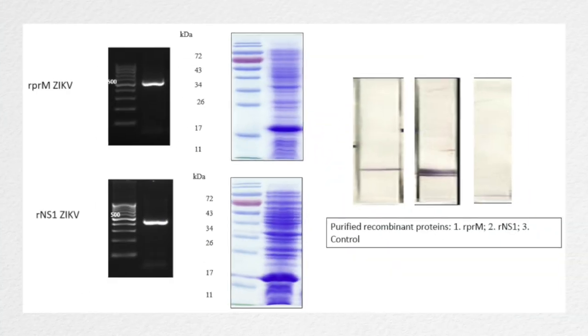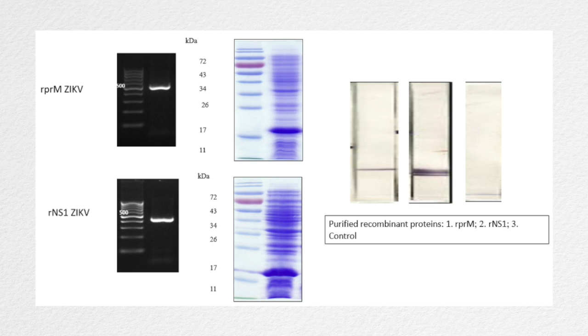Thirdly, the recombinant plasmids were then transformed to express the recombinant proteins, and these recombinant proteins were subsequently purified through column chromatography and tested in an immunoblot assay. And our result shows that both recombinant prM and recombinant NS1 successfully detect the presence of Zika virus antibody.